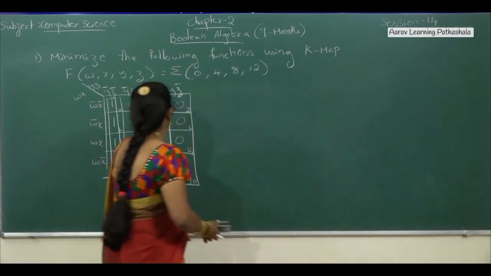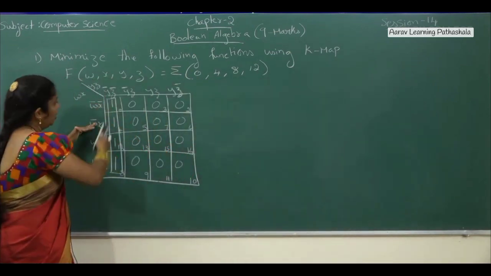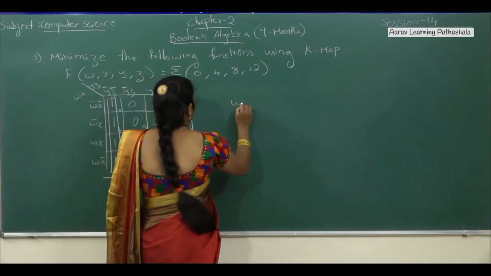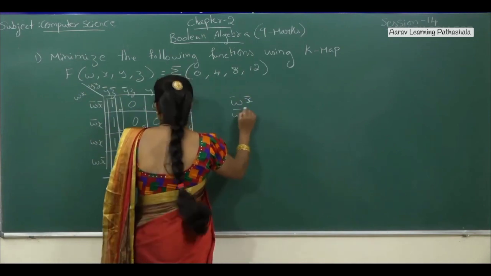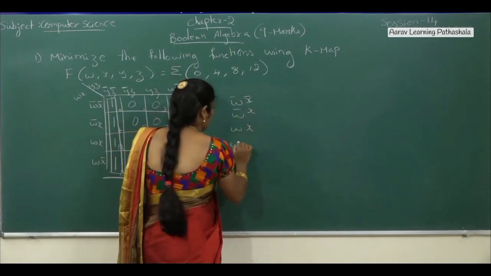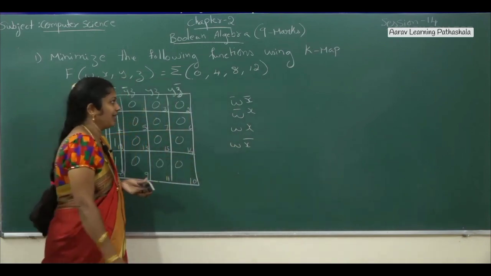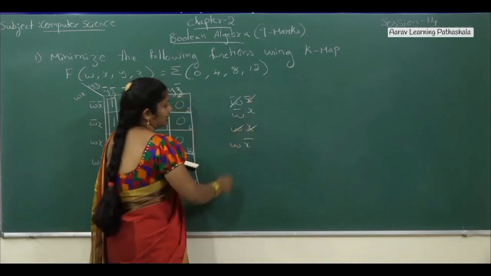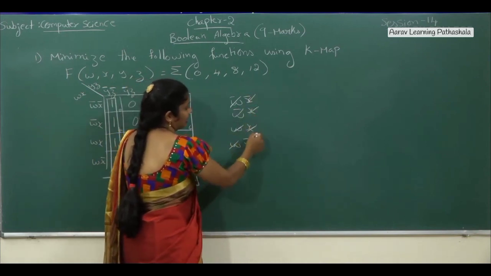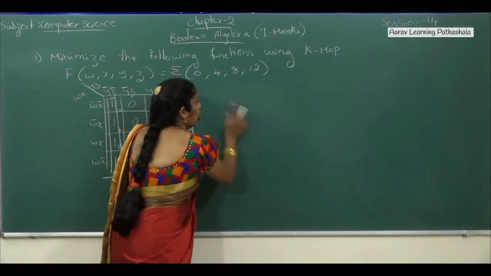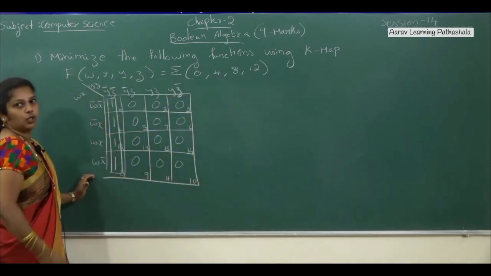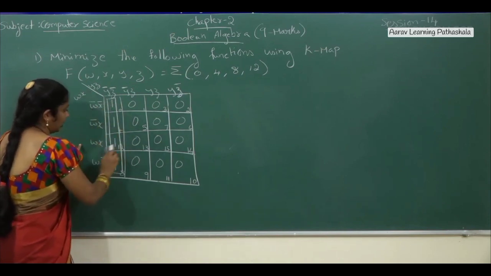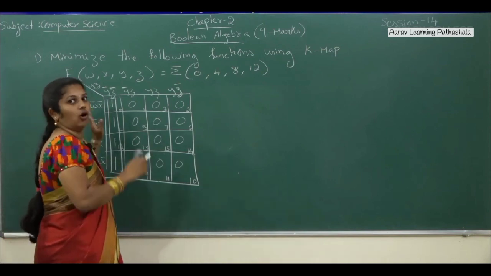That we have to check now. See here, totally we have 4 rows. Which are the values? W bar X bar, W bar X, WX, WX bar. Then cancel the variables. W bar, W will cancel; X bar, X will cancel. All the row values will cancel, since this is combined across the first, second, third and fourth rows.